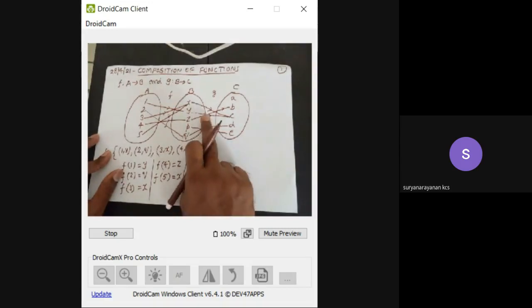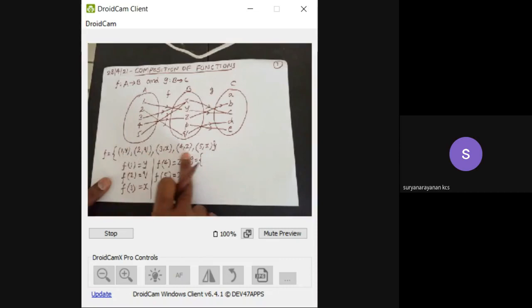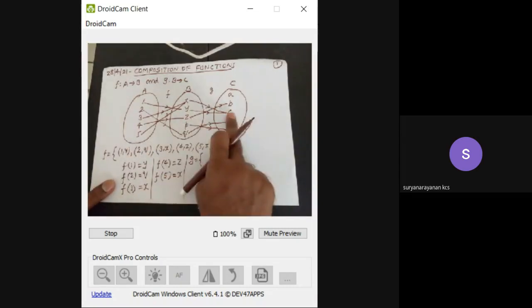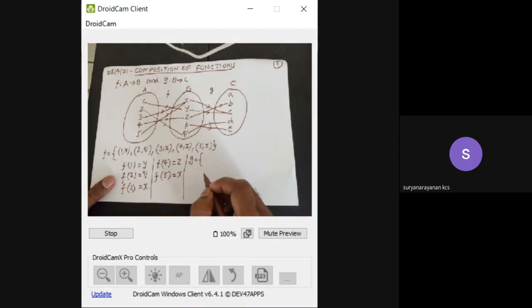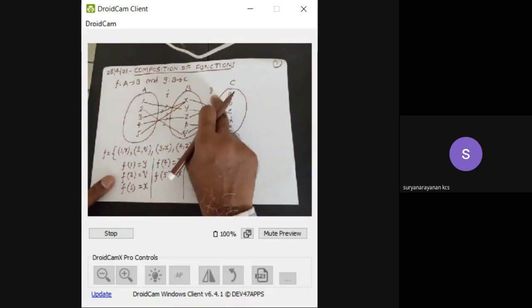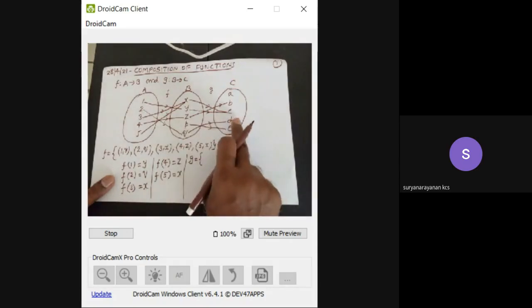Can you tell me the function G in the form of a set of ordered pairs, as we wrote the function f here in the set of ordered pairs? Can you tell me the function G in the set of ordered pairs by observing this arrow diagram? The name of the function is G. For this G, can you tell me the ordered pairs?